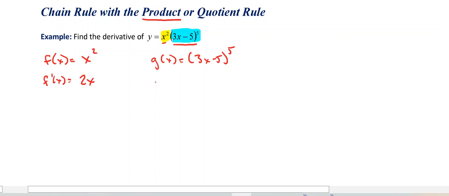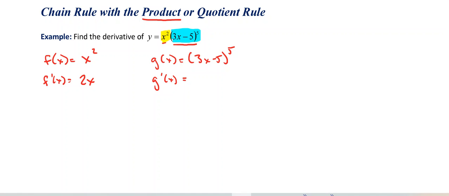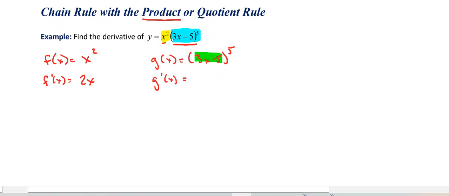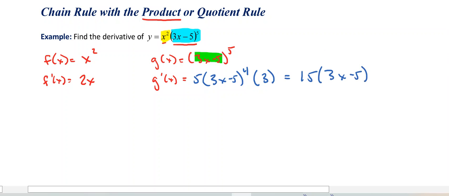The derivative of g of x, well, we have a composite function. This is my inside function. So just like we've been doing, I'm going to use the power rule here, bring down the 5 times the inside function to the n minus 1 power times the derivative of the inside function. And then that cleans up to be 15 times (3x minus 5) to the fourth.